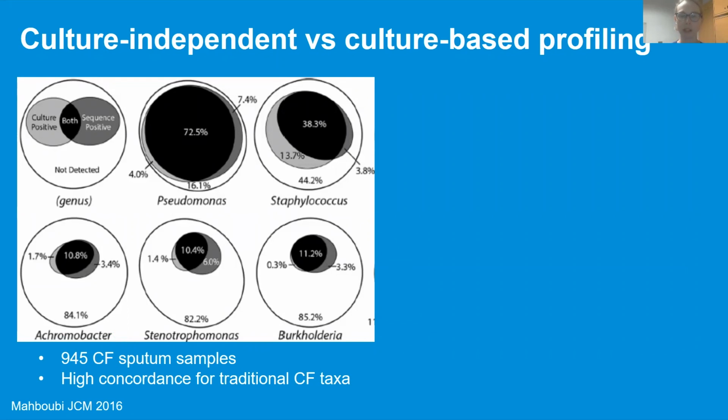In the minority of cases, the sample had each genus identified with only culture, light gray, or only sequence-based, dark gray. Culture-based profiling in clinical labs typically involves use of selective media to identify the traditional CF taxa known to be related to CF exacerbations and lung disease.